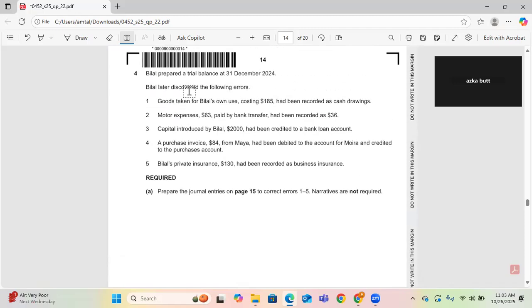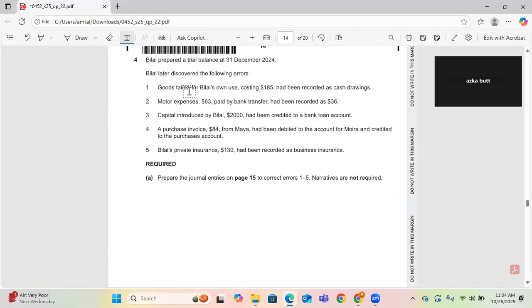Okay, so error number 3: capital reduced by Bilal, 2000, had been credited to the bank loan account. So we mistakenly increased the liability. Bank loan is a liability. So what we will do here is decrease the bank loan account by debiting it, and we will credit the capital account, because the nature of capital is credit.